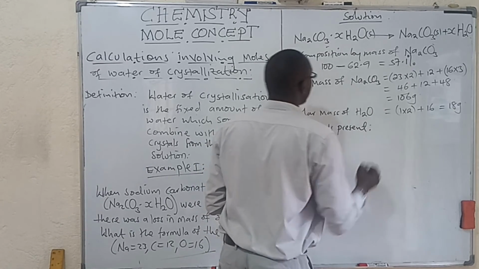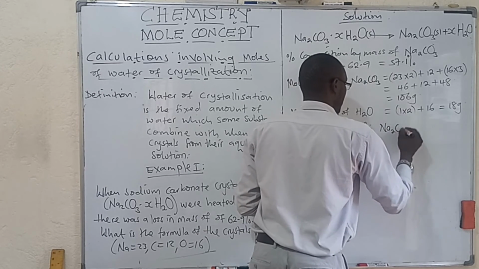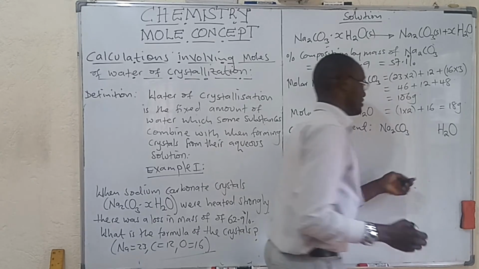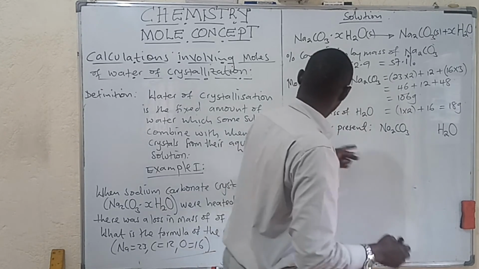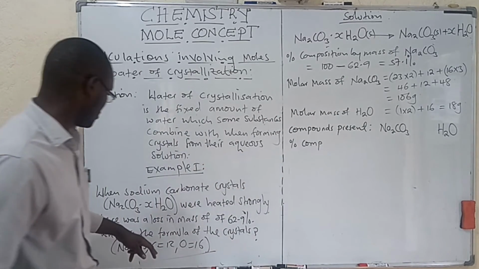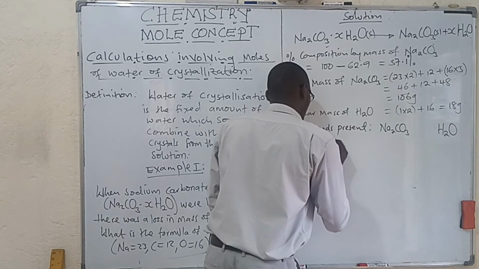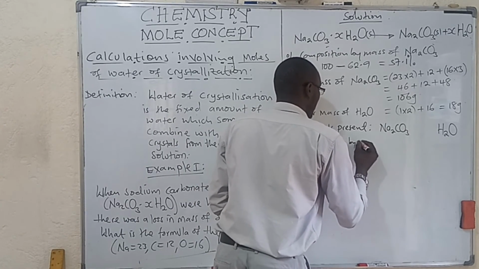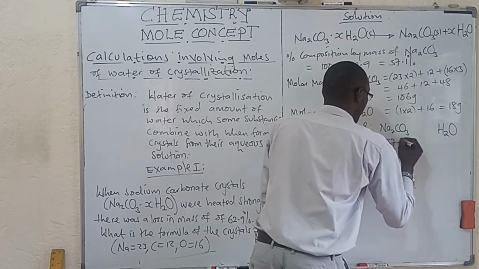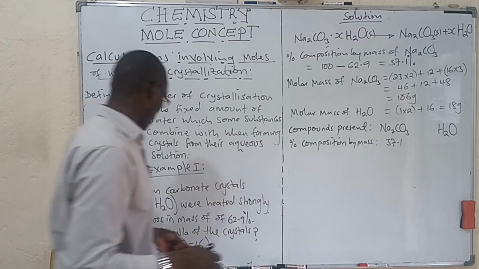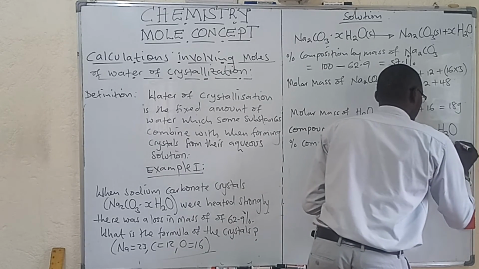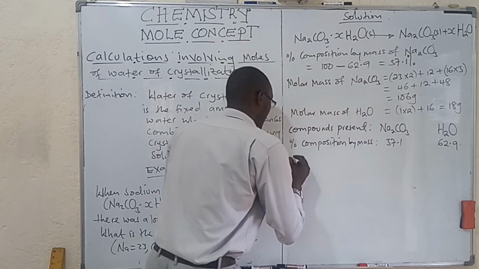Compounds present, they are no longer elements. Here we have sodium carbonate, which is a compound, and then we have water. Then percentage composition. Why is it percentage composition? By mass, automatically. So by mass of sodium carbonate, we calculated it at 37.1. Then for water, the percentage composition was given as 62.9%. Then number of moles.